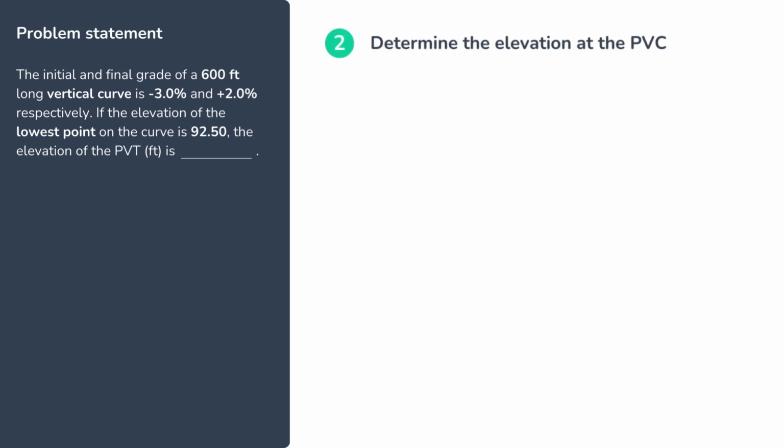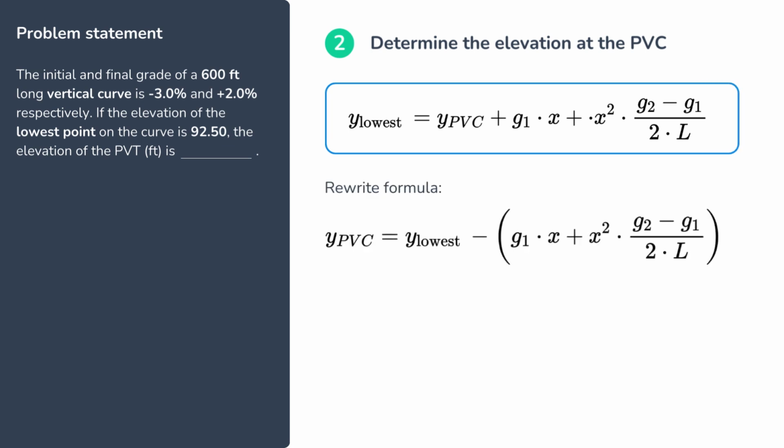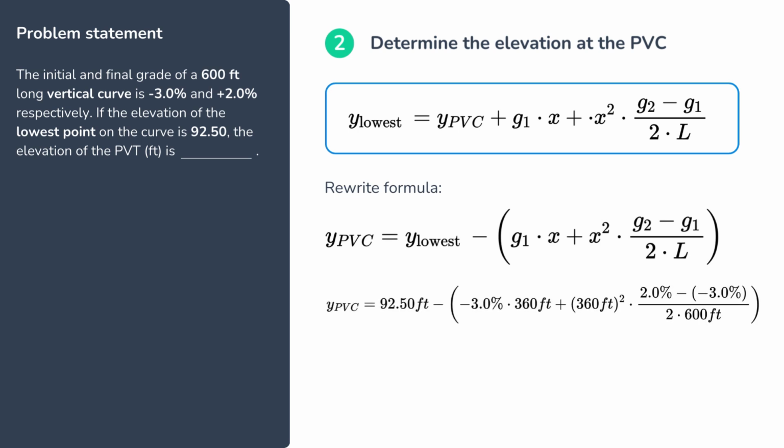In step 2, we calculate the elevation at the PVC using the equation shown here. Before we can calculate for PVC, we need to rewrite the formula. Substituting the values, we find the elevation of PVC equals 97.9 feet.